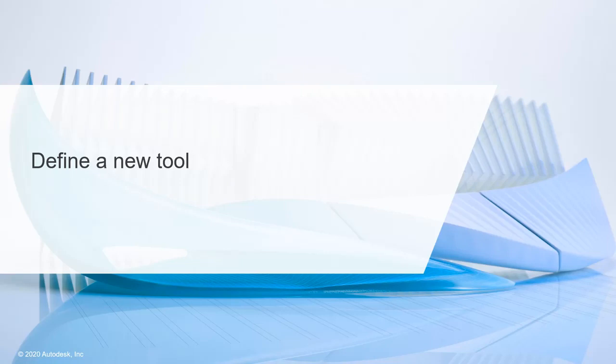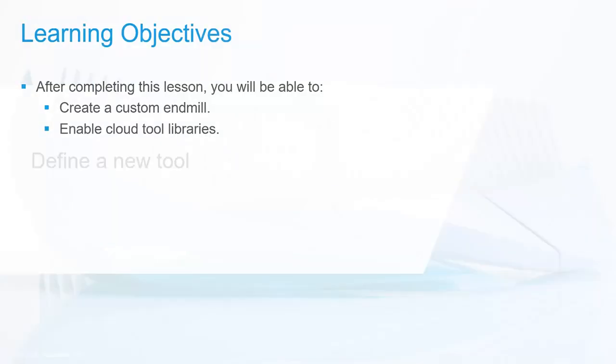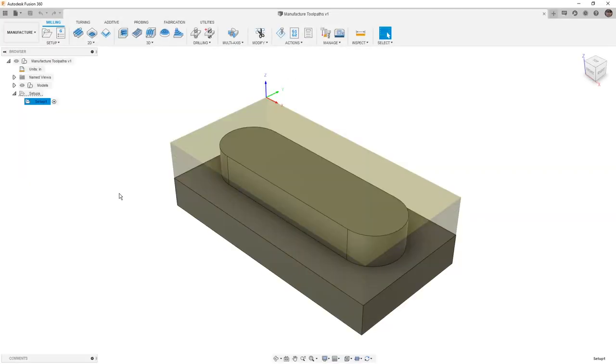In this lesson, we'll define a new tool. After completing this lesson, you'll be able to create a custom end mill and enable cloud tool libraries. In Fusion 360, for the next several lessons, we're going to be using the dataset Manufacture Toolpaths.